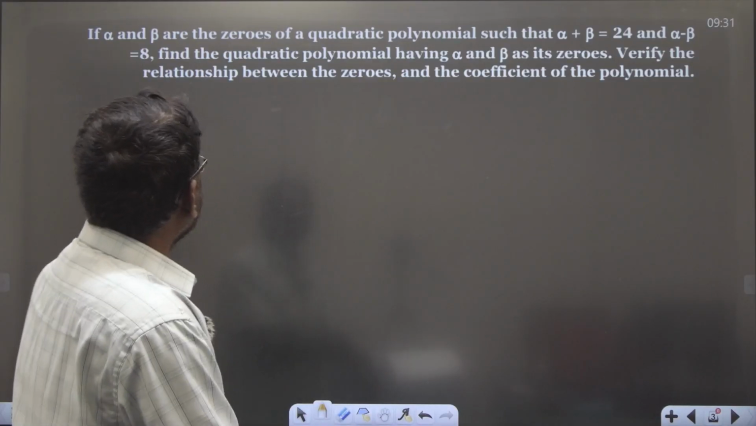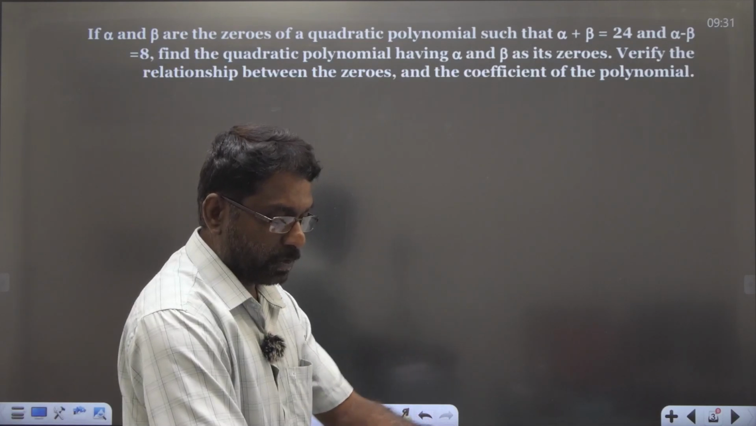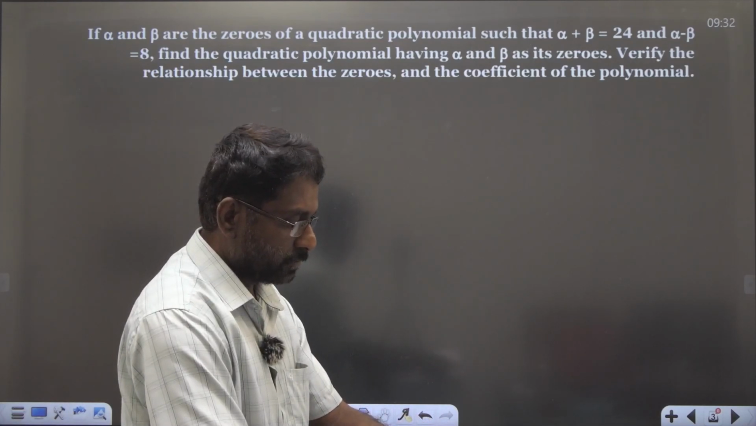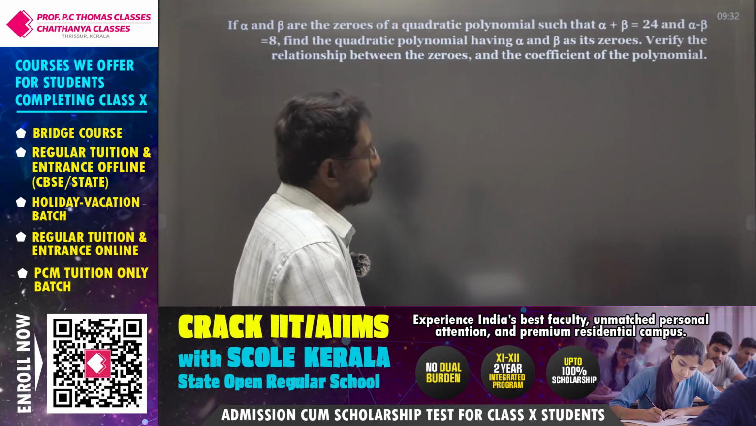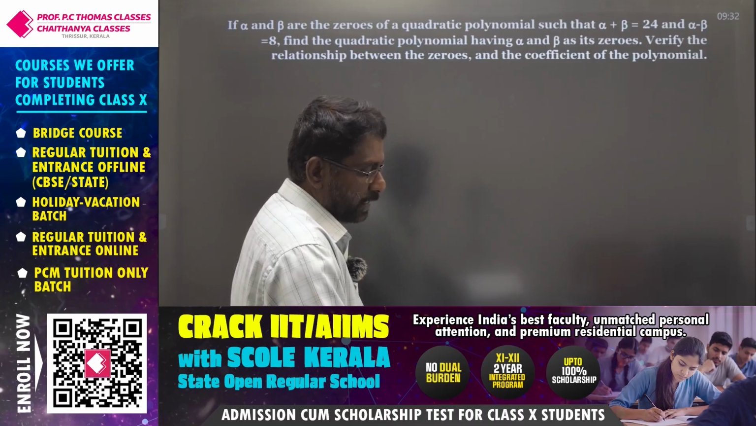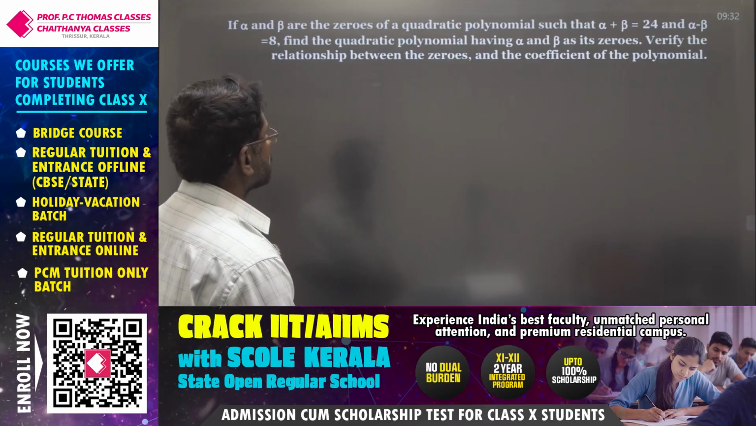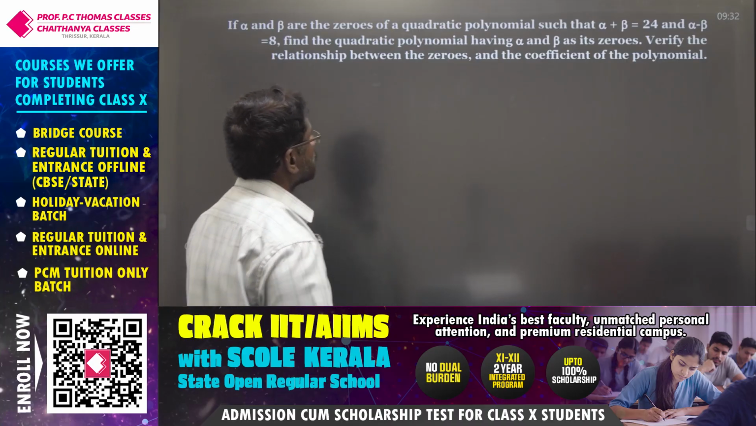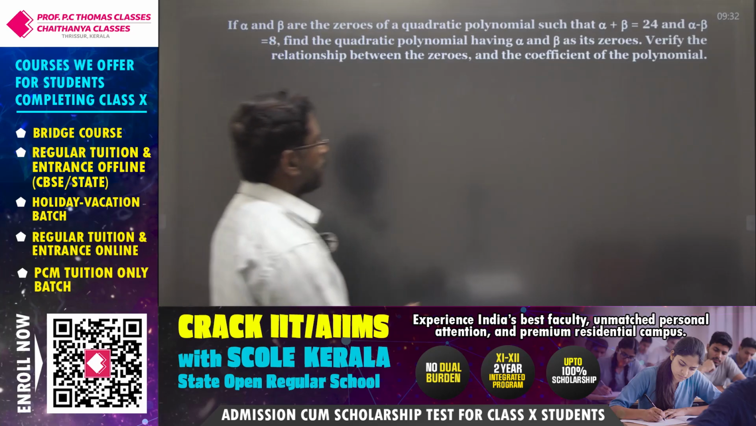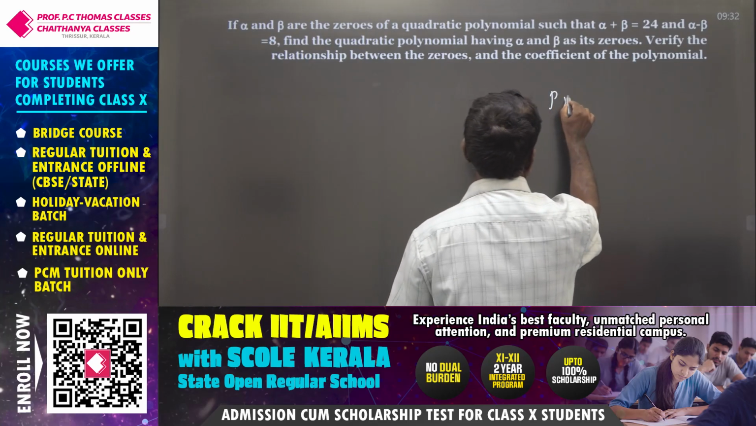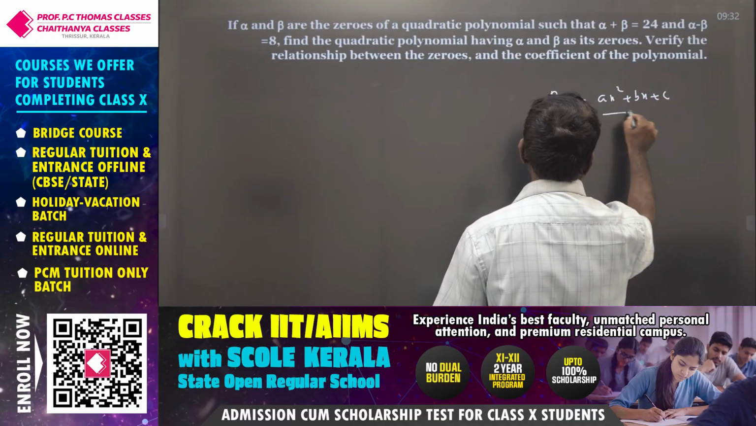If alpha and beta are the zeros of the quadratic polynomial such that alpha plus beta is equal to 24 and alpha minus beta is equal to 8, find the quadratic polynomial having alpha and beta as its zeros. Verify the relationship between the zeros and the coefficients of the polynomial. Okay, look here. The fundamental form of the quadratic polynomial is p of x is equal to ax square plus bx plus c.